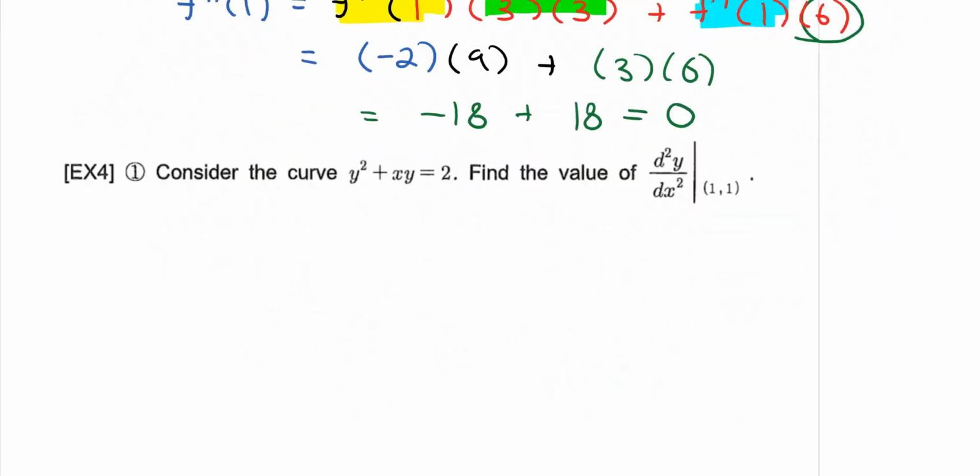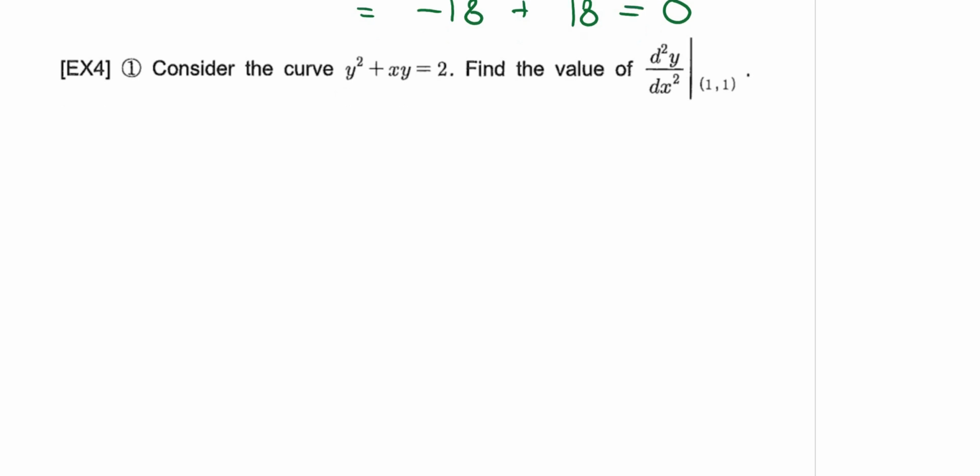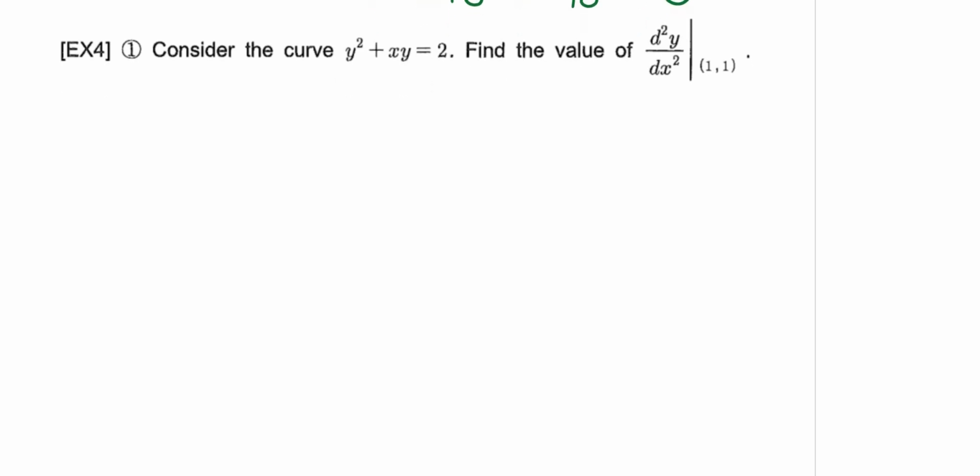Okay, let's move on to the last question in this homework guide. Example number 4, question number 1. This might be one of the longer problems in the homework. So I need to find the value of the second derivative when x equals 1 and when y equals 1. All right, so I need to take the second derivative, and then anytime I see an x and a y, I substitute the values of 1 and 1, and then I find the numerical value.